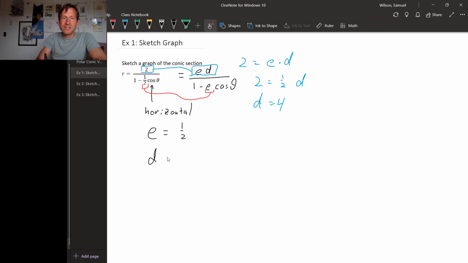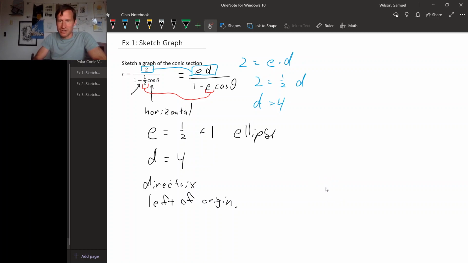And remember, D is the distance from the origin, which is also the focus, to our directrix. So D is 4. And because of this minus sign in the denominator, the directrix is to the left of the origin. One final thing to notice is that our eccentricity is less than 1, and so that means we have an ellipse. Okay, so now we can sketch this.